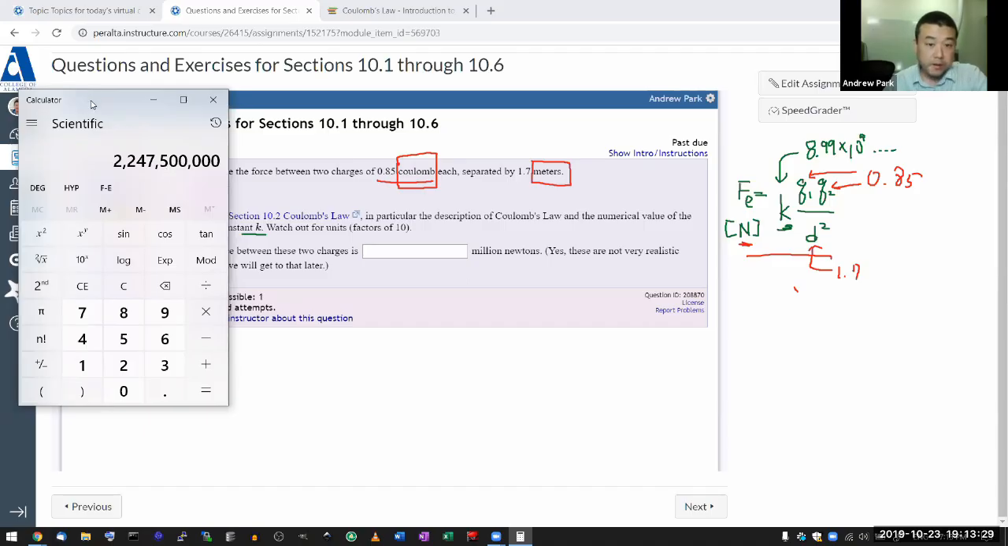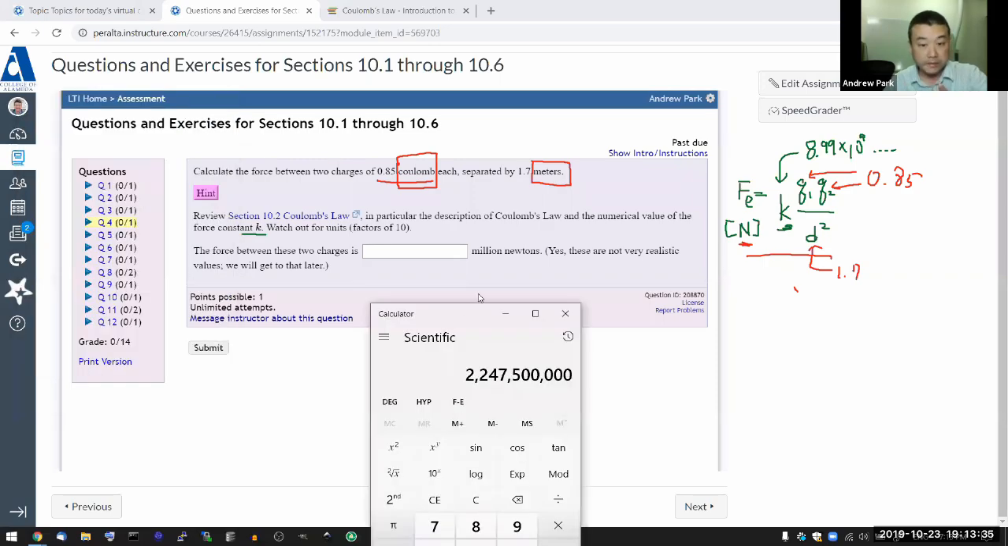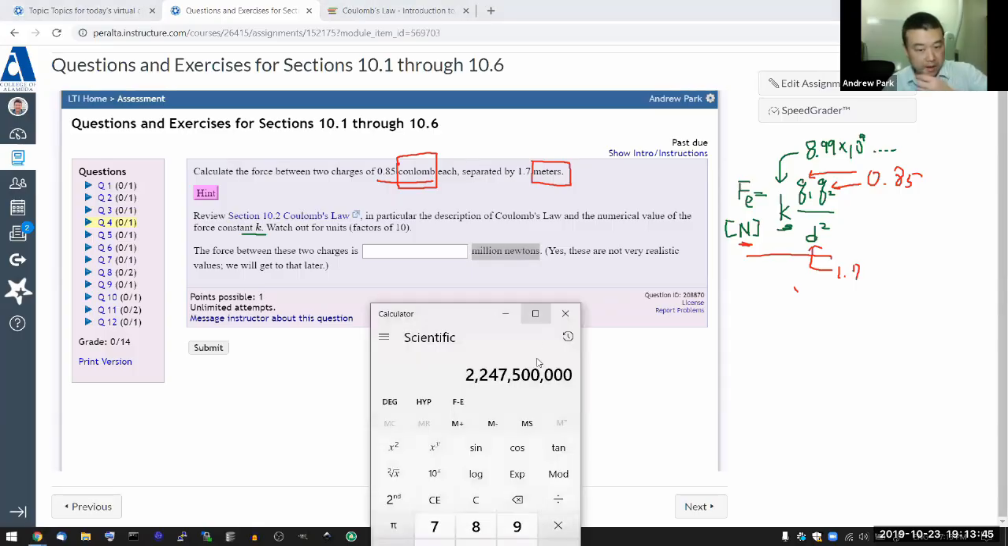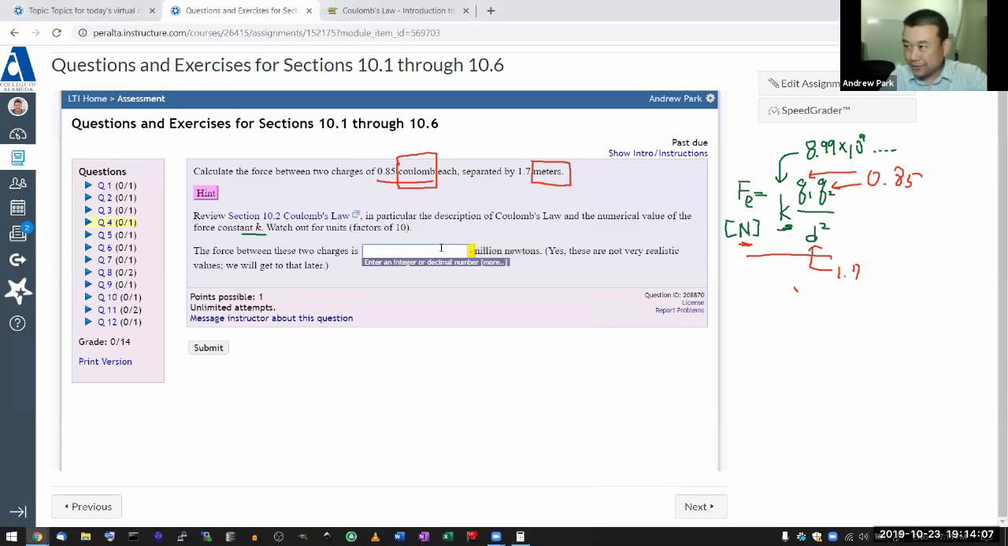So this is where you want to watch the unit that the question asks your answer in. When you look at the question text here, it's asking for an answer in the units of million newtons. So I know this mark is for 1,000, this mark is for 1,000,000. So I have 2,247.5 million newtons as the first. As I say in the question text, it's not meant to be very realistic. Let me just pull it off to the side so that I can still see it.